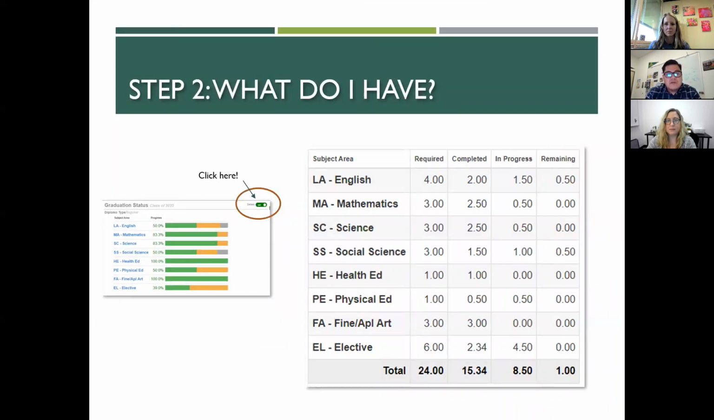To view a summary, you'll need to toggle that detail button to on, and this will show you what credits are required, which you have already completed, and what classes you're currently taking. It'll also show you what you have remaining that you need to take. This will be super important for you to know as you select your classes for next year to ensure you get the classes that you need.